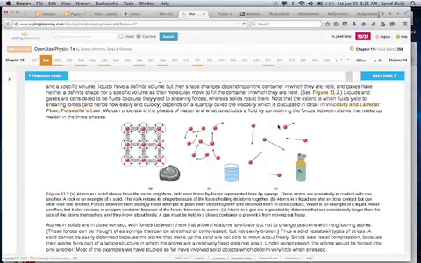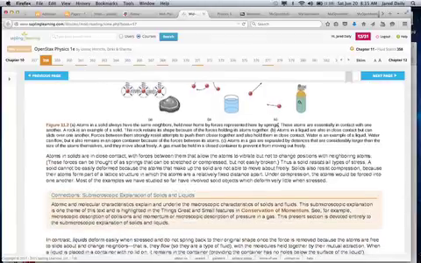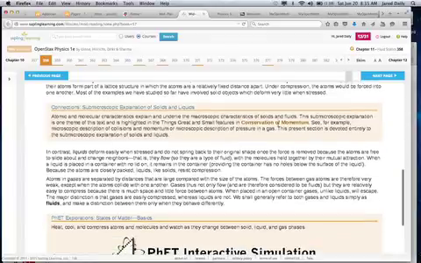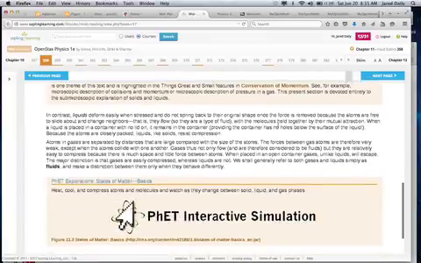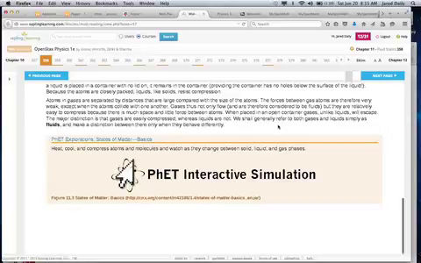But anyway, good science going on there. So that is kind of a look at solids, liquids, and gases at the atomic and molecular level.